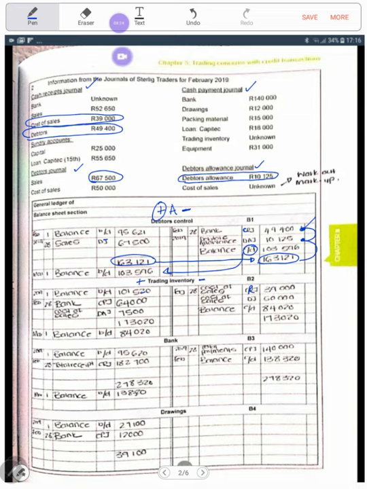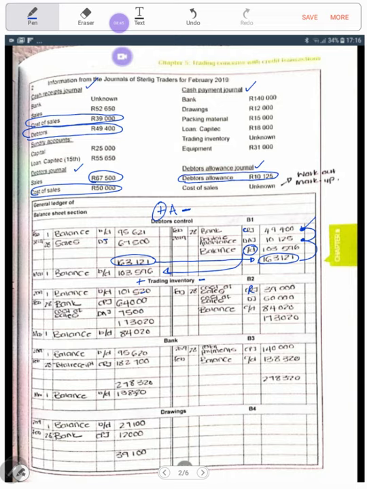Moving along, did you sell goods on credit? Yes, we did. And the cost of those goods that went out was worth 50,000. It left the business. Your details is cost of sales. Which journal did we take it from? The DJ, and it was worth 50,000 Rand to the business.